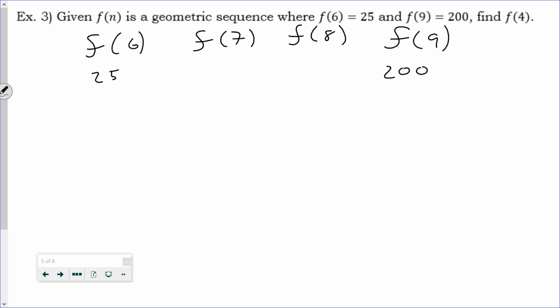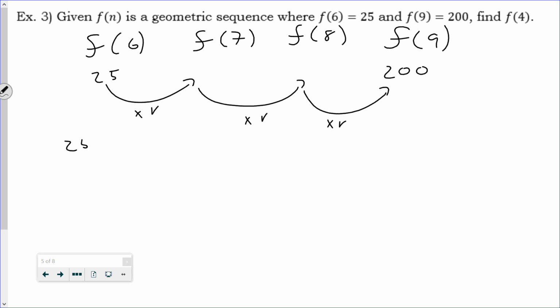Right? So to go from 25 to 200, I have to multiply by r 3 times, right? So I know that 25 times r cubed equals 200, right? Does that part make sense?